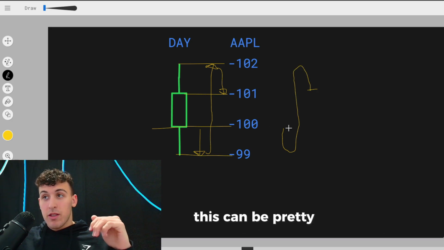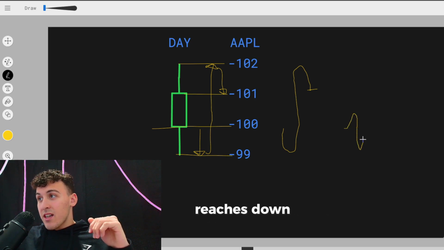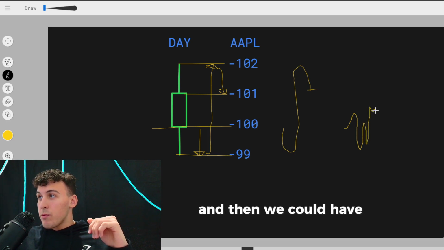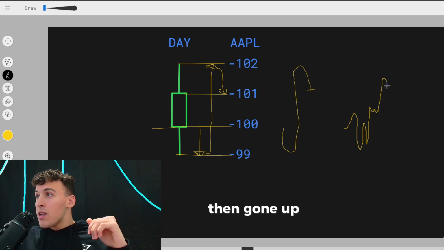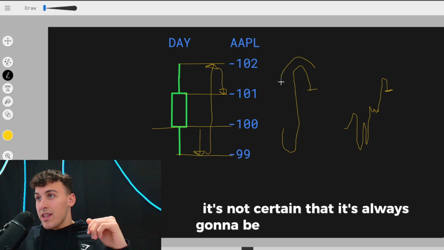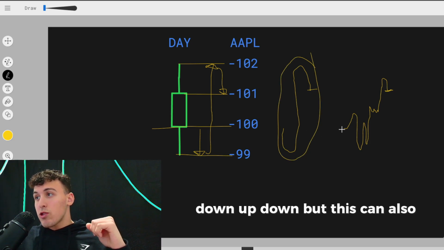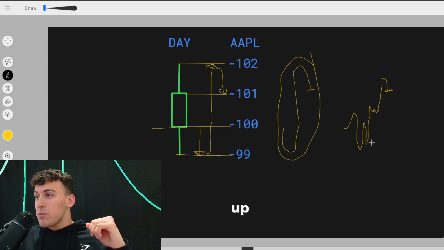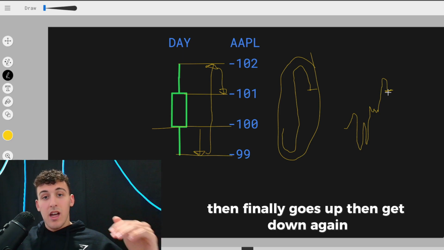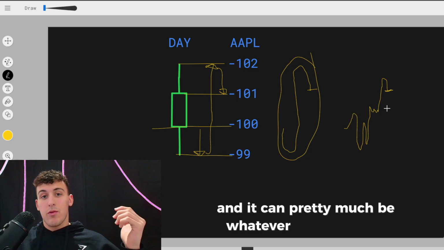This can be pretty much anything. It could have been go up a bit, reaches down like that, and then go down one more time, and then we could have moved sideways a bit, then gone up, then ended up closing here. It's not certain that it's always going to be in this pattern, down, up, down, but this can also show down, up, up, little bit of down, consolidation, then finally goes up, then go down again. Like it can change varying on the day, and it can pretty much be whatever it wants to be.